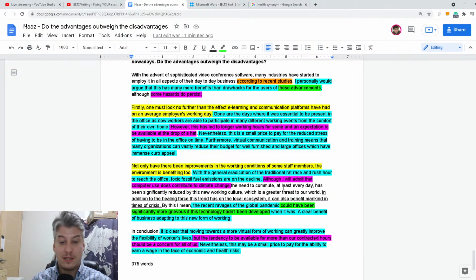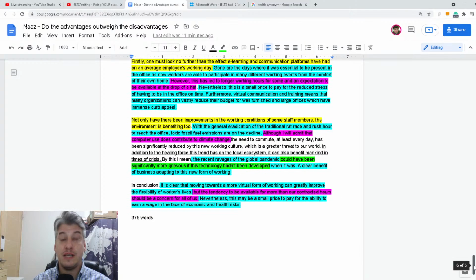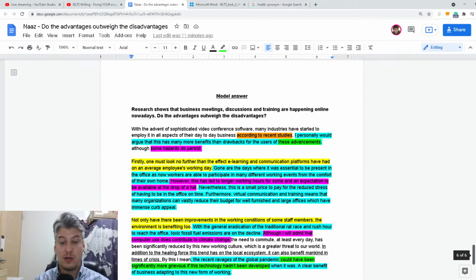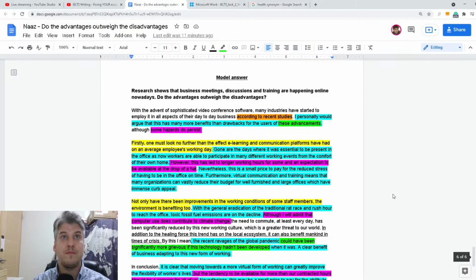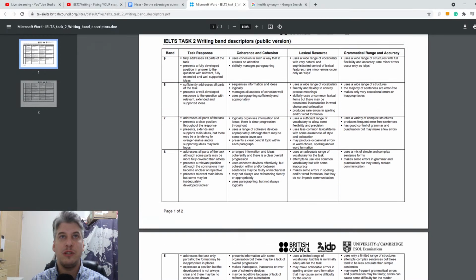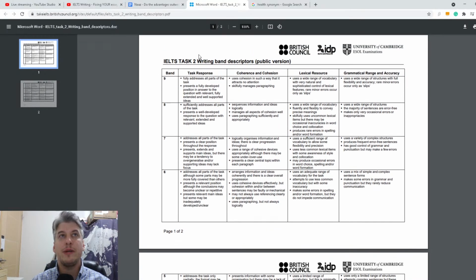Okay, so that brings us to the end of this correction. If anyone has any questions about this essay or about anything to do with IELTS, now is your time to leave a question. And don't forget, you can find out exactly what you need to write by going to a document like this, okay?